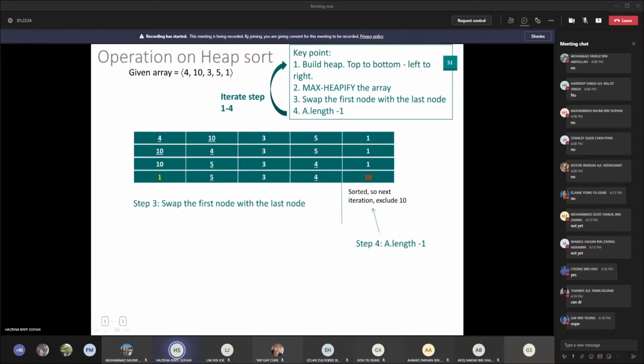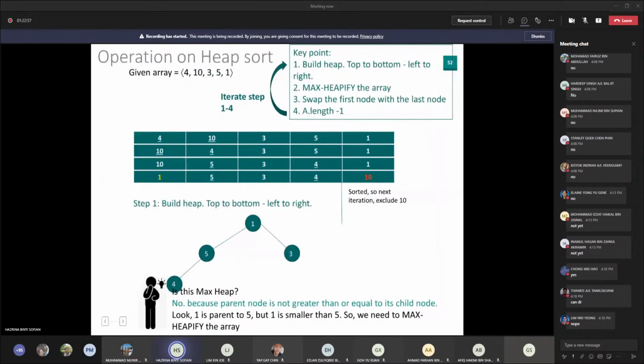Step number 4 is length minus 1. Therefore, in the next iteration, they don't consider, they exclude this from the recursion. So the new array is 1, 5, 3, 4. Then after we do number 4, we repeat back key point number 1. So we have 1, 5, 3, 4.